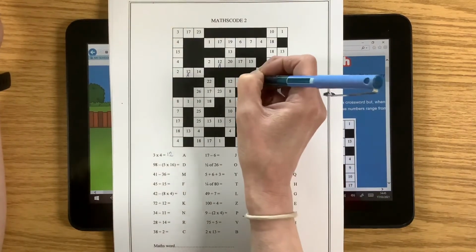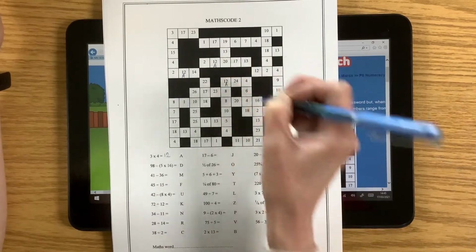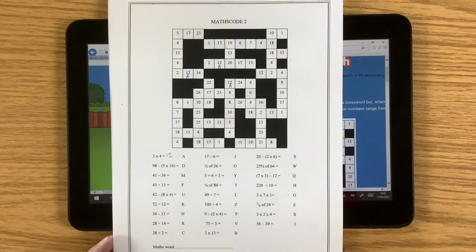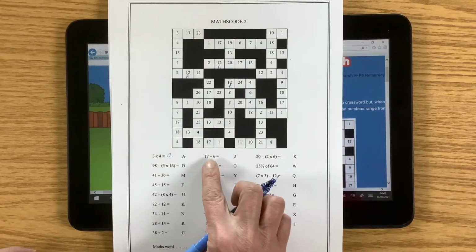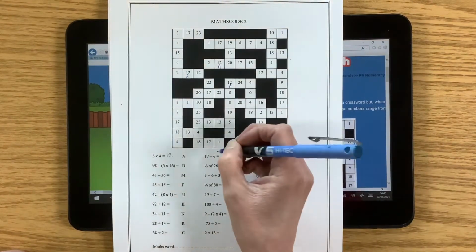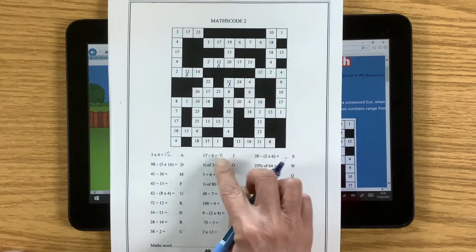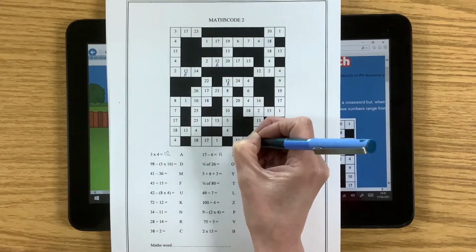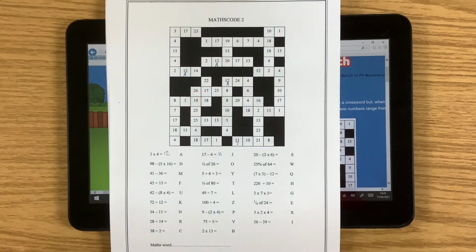So you need to look through it. Every 12 that you can see, go and put an A. And then whenever you find all the 12s, go and have a go at the next one. 17 take away 6, that's going to be 11. 11 is going to be J, so every time I see 11, I'm going to put a J, and so on. And what you're going to do is complete this maths code.